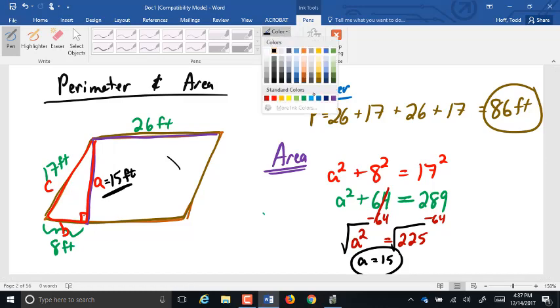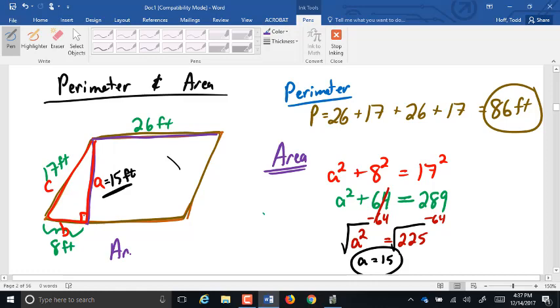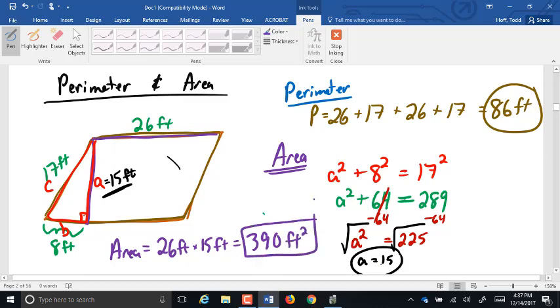So that area is going to be 26 feet times 15 feet, otherwise known as 390 square feet. Any questions on that one?